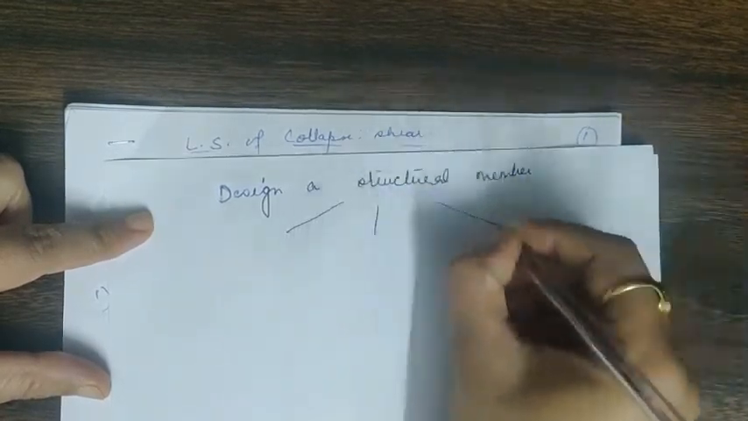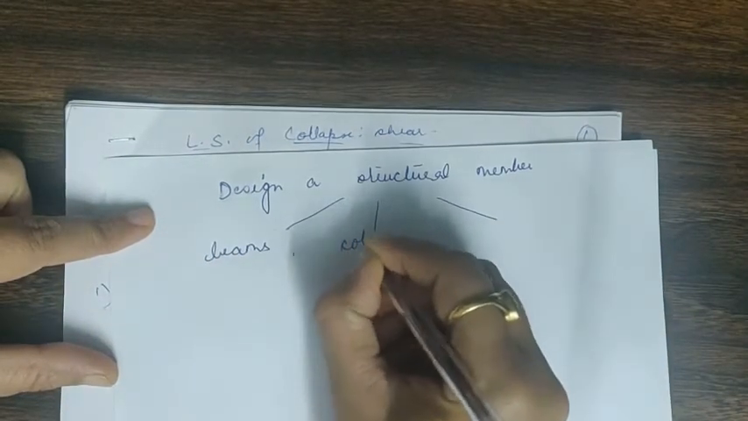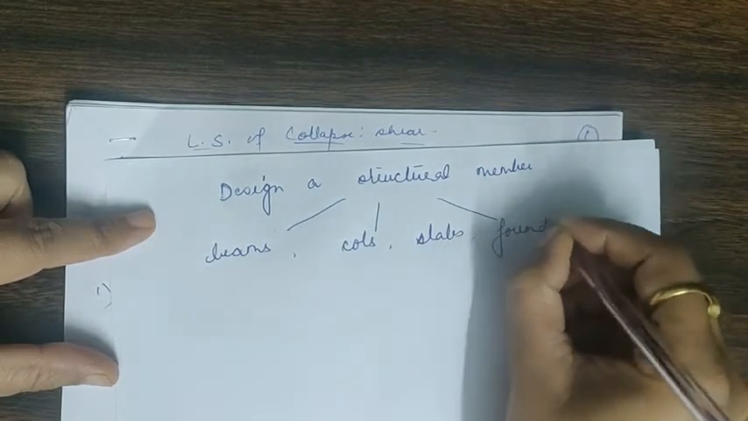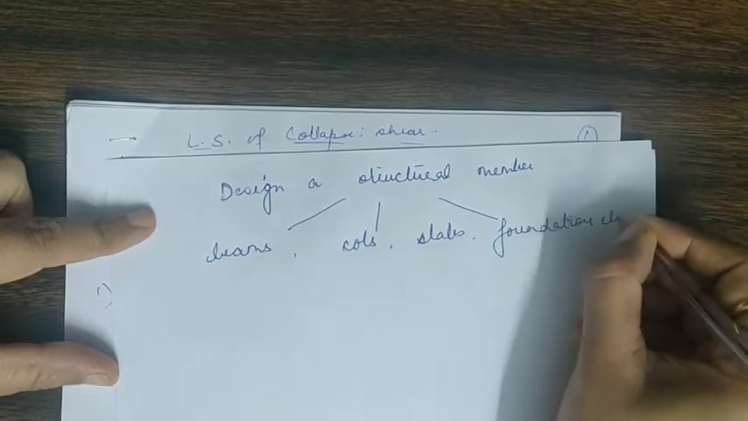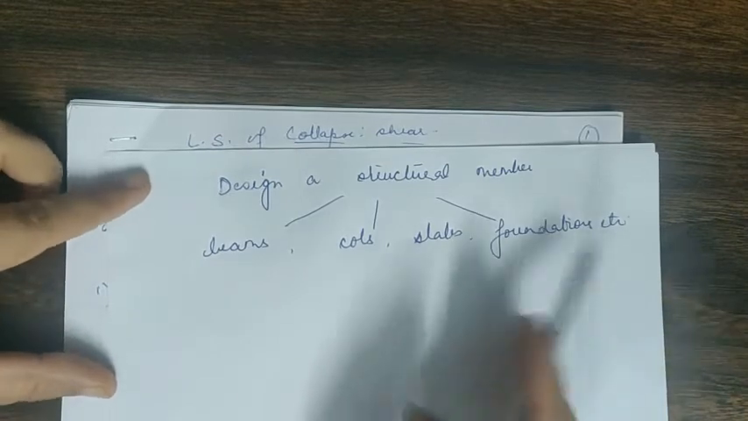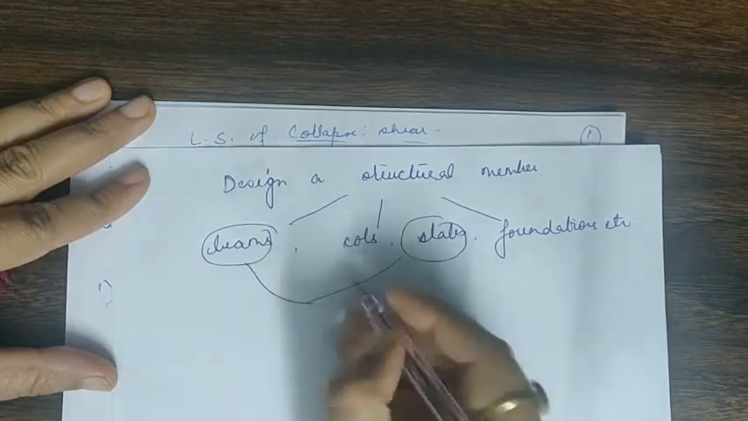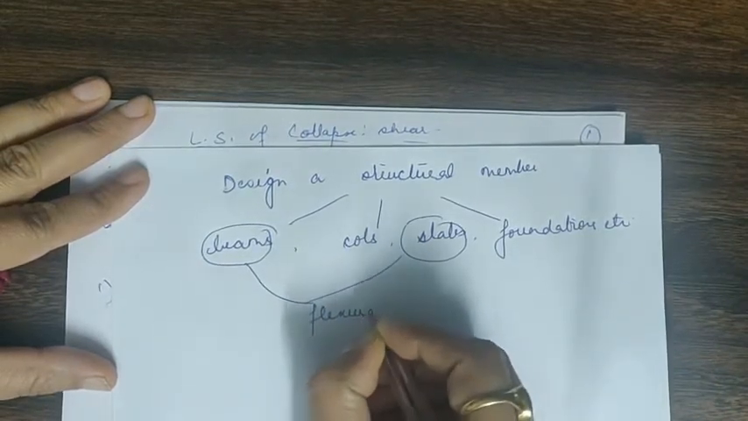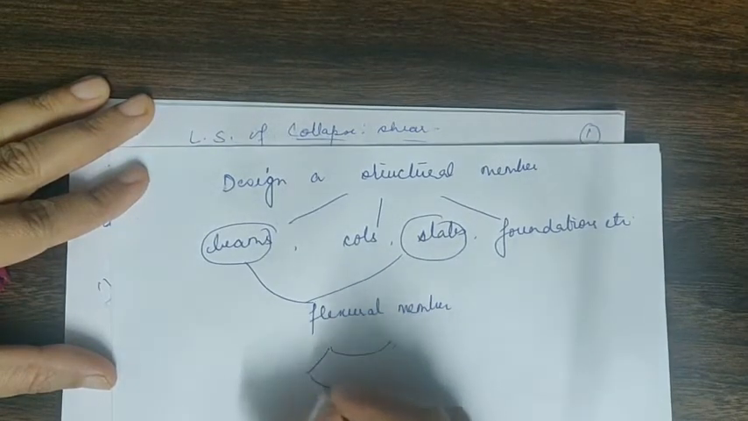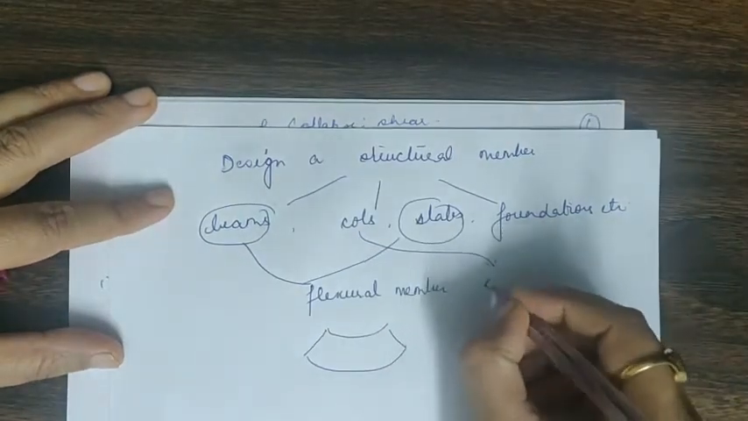The structural members can be many kinds of members. There can be beams, there can be columns, there can be slabs, there can be foundations, etc. So these are the typically very common structural members that we generally have to design. Now we club some members as flexural members because they are primarily subjected to bending. Columns are basically a kind of compression members.